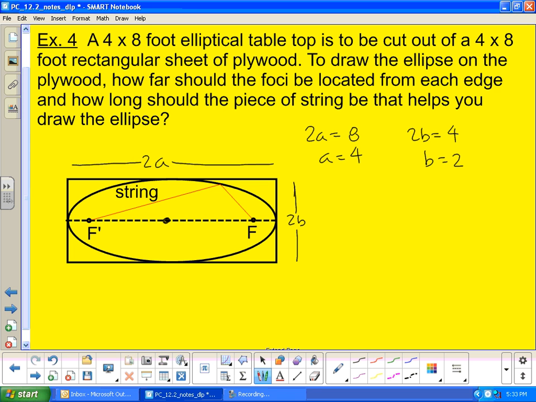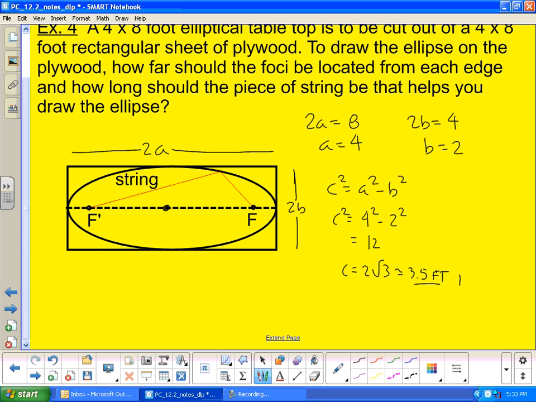When it comes to the equation, how do we find the C value? c squared is equal to a squared minus b squared. So c squared would equal 4 squared minus 2 squared. 16 minus 4 is 12, so c is equal to 2 root 3. And again, if we were to think about the decimal equivalent, we're talking about 3.5 feet from the center. From the center, not from the edge.